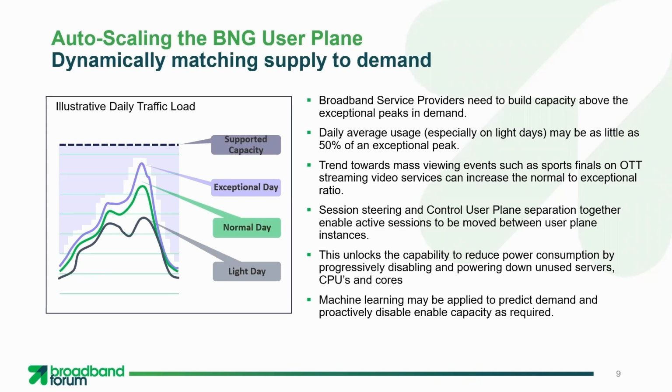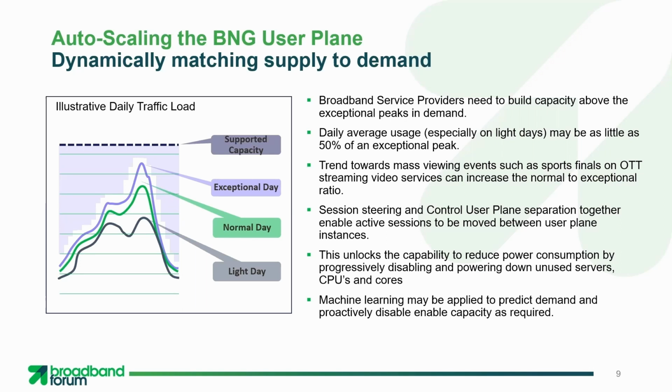The next use case we can show enables service providers to match the capacity of a broadband network gateway user plane to the traffic demands on the network as they change through the day. The traditional way of building a network would be to permanently have enough BNG user plane capacity available to support the exceptional peaks in demand, with some room to spare. These peaks are much higher than the daily average demand for capacity, and the difference between the average and the peaks is getting bigger due to the over-the-top streaming of large events such as sports finals.